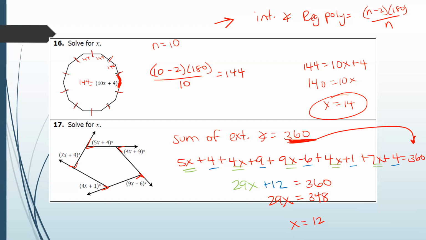All right, so this video was just a review of how to use all of the formulas that we've done so far. Sum of interior angles, one interior angle of a regular polygon, sum of exterior angles, one exterior angle of a polygon, and using those formulas to also help us when we have irregular polygons.